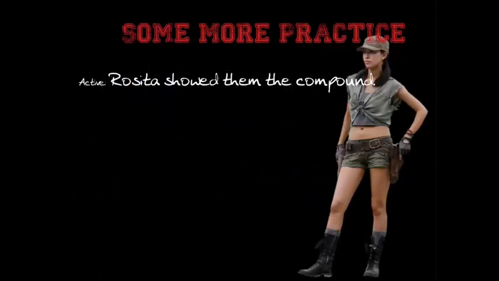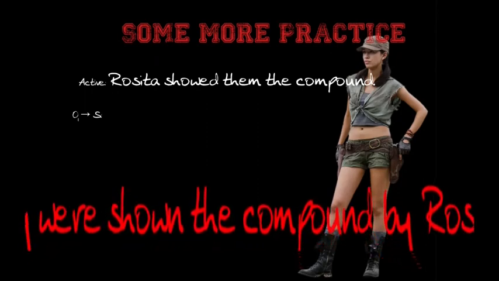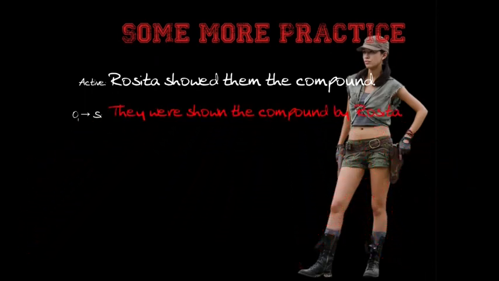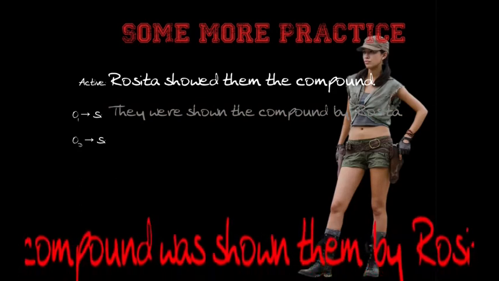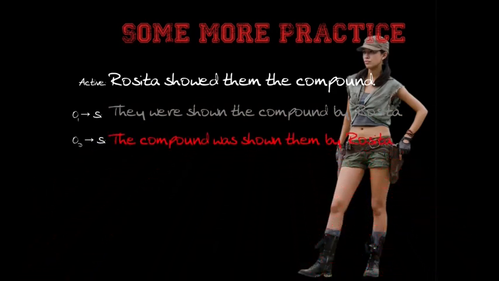Okay, let's practice some more. In active, we have Rosita showed them the compound. Let's start by transforming it into the passive using the indirect object as the new subject. Well done. They were shown the compound by Rosita. And if we use the direct object, the compound was shown them by Rosita.